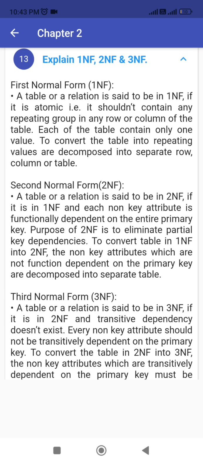First normal form, 1NF. A table or a relation is said to be in 1NF if it is atomic, i.e., it should not contain any repeating group in any row or column of the table. Each cell of the table contains only one value. To convert the table into 1NF, repeating values are decomposed into separate rows, columns or tables.